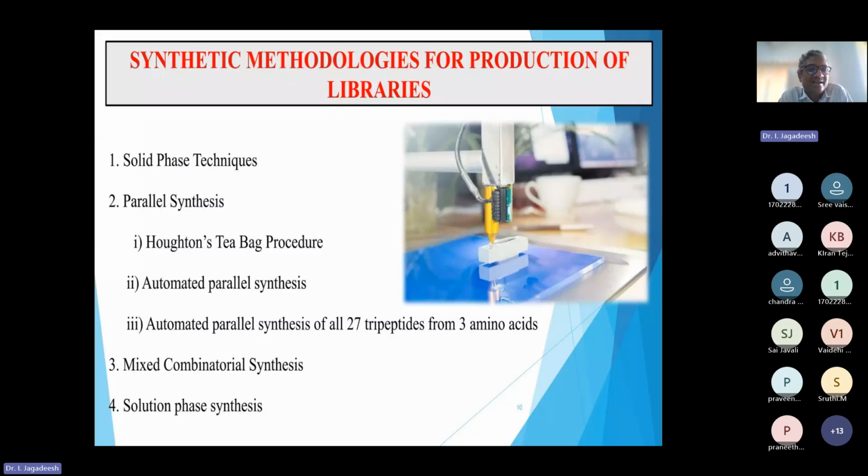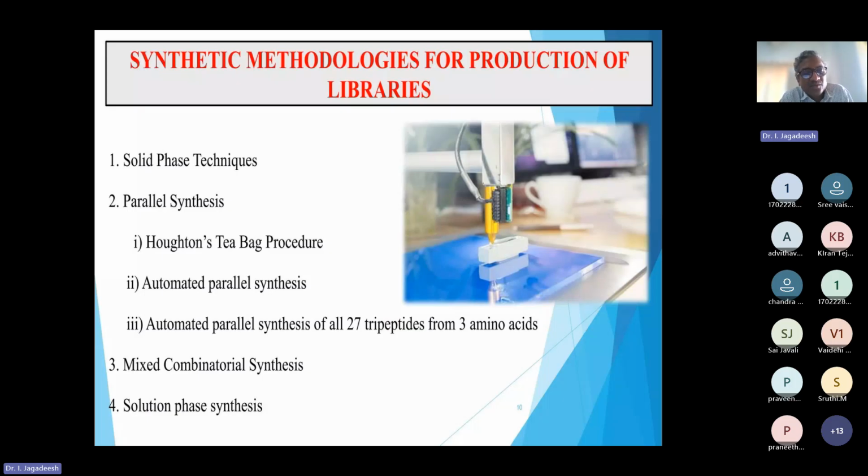The second one is parallel synthesis. In parallel synthesis, you have the Houghton T-bag procedure. So the T-bag procedure and automated parallel synthesis of all tripeptides from the 3 amino acids, which are going to have linkages, we can see, and mixed combinatorial synthesis also we can see, and solution phase synthesis is the last attempt we need to make.